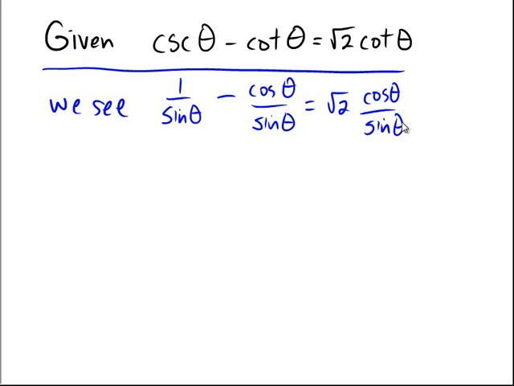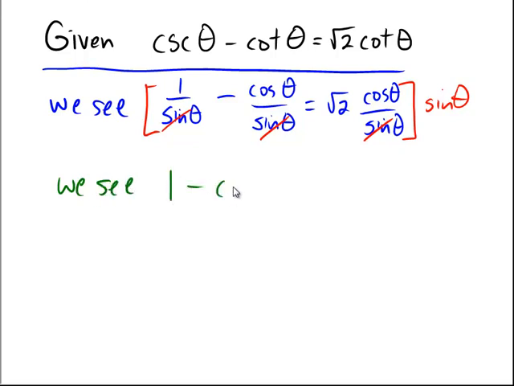So then what do you get after this? Well, multiply both sides by sine theta so that you can cancel out the denominator, and you can see that we're left with the 1 over here, a minus cosine of theta, and that's equal to a radical 2 cosine theta. Alright? So now add cosine theta to both sides.